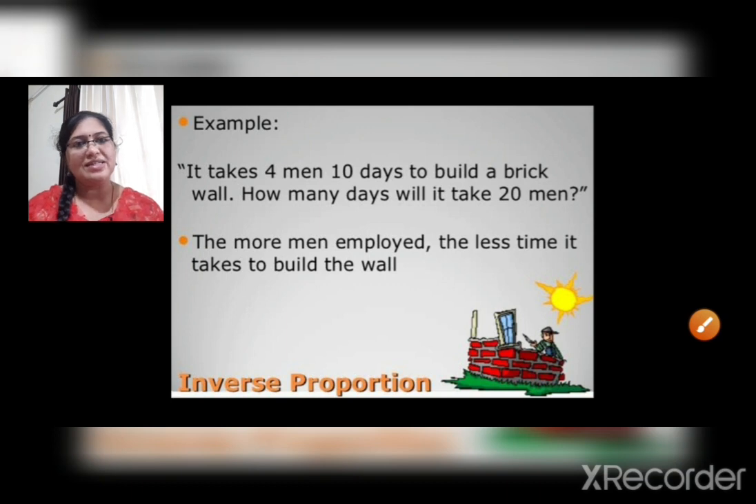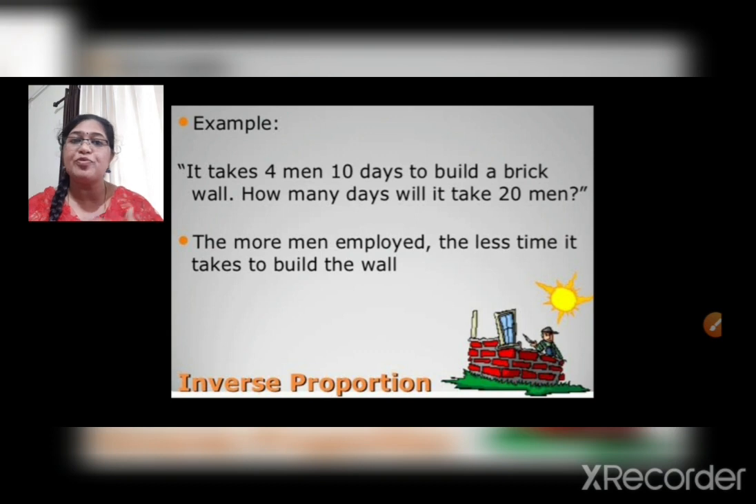Children, now let us see this example. It takes 4 men 10 days to build a brick wall. If 4 men are working, it takes 10 days to build a wall. How many days will it take if 20 men are working?